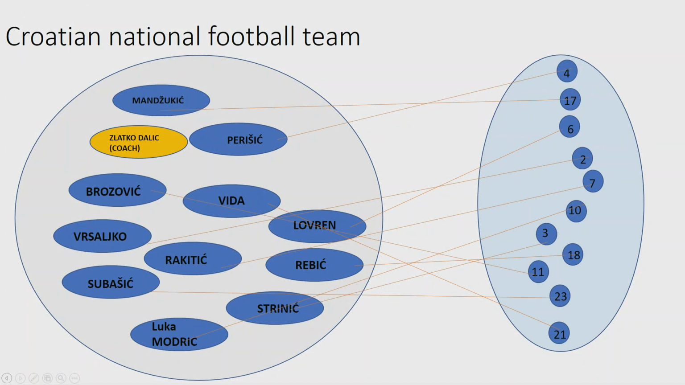Recall now that for a mapping to be a function, exactly one member from the second set should be assigned to each member from the first set, and we can call these sets the domain and codomain respectively. Look at the picture. If we add the coach, yellow, to the blue team, he has no number. Therefore, the mapping here is not a function.